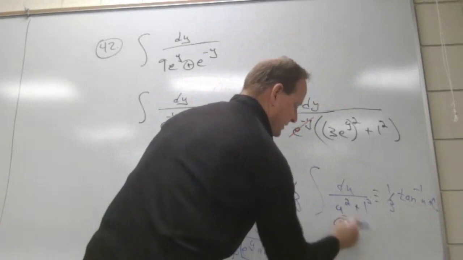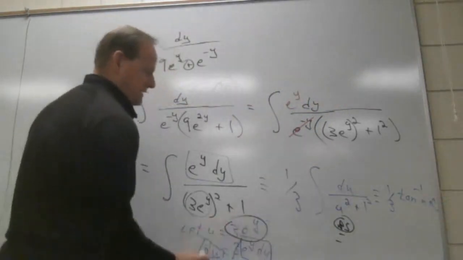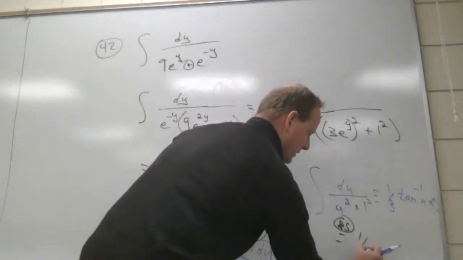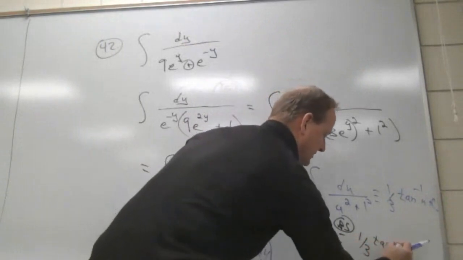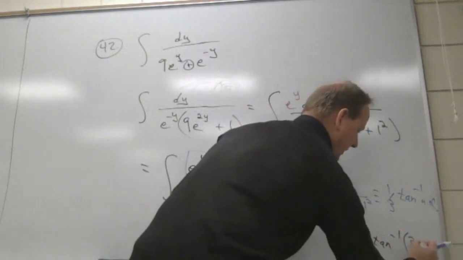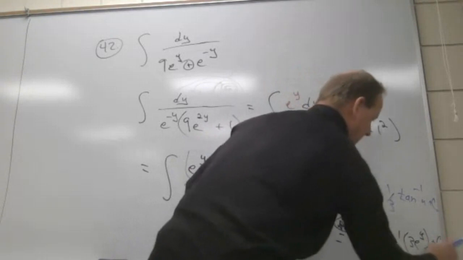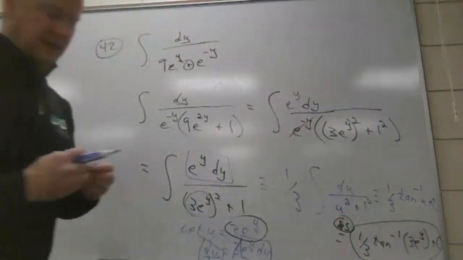So with back substitution, instead of u, what was u? u was 3e to the y. So this is going to be 1/3 arctangent of the quantity 3e to the y and then plus c. That should be the answer.